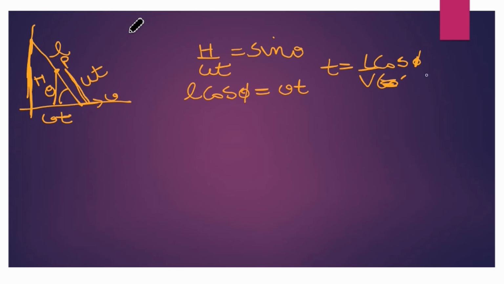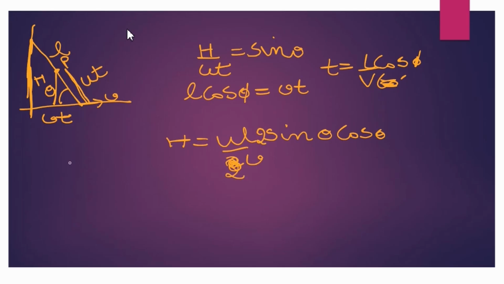Now, if I substitute this particular t in the first equation, you get h is equal to ul by v times sine phi into cos phi. If I multiply by 2 and then divide by 2, I get the equation of h as ul by 2v times sine 2 phi. Just be careful, I'm doing magic here.